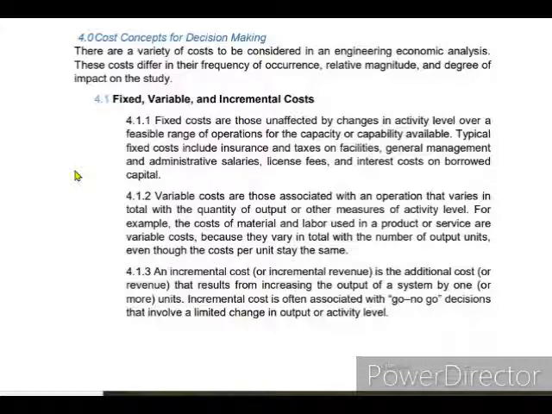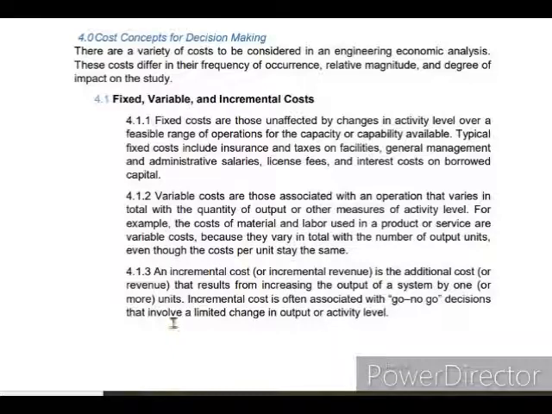And the labor used, if the system designed by engineers in a working environment is efficient, then less labor is required. So the cost will vary, okay? Because they vary in total with the number of output units, even though the cost per unit stays the same. Okay, so next, an incremental cost or incremental revenue is the additional cost or revenue that results from increasing the output of a system by one or more units.